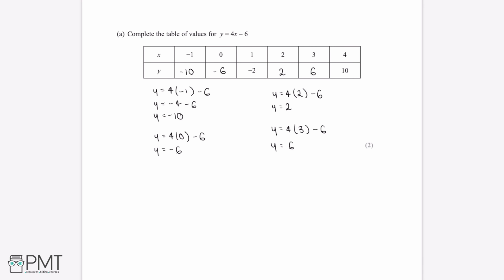Now this question's worth 2 marks, and we'll get both marks for having all 4 values correct in the table.